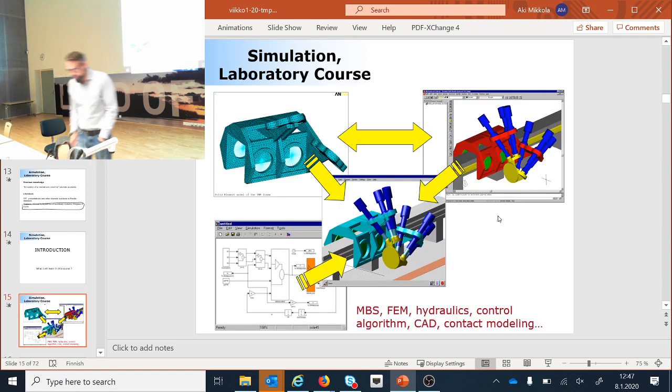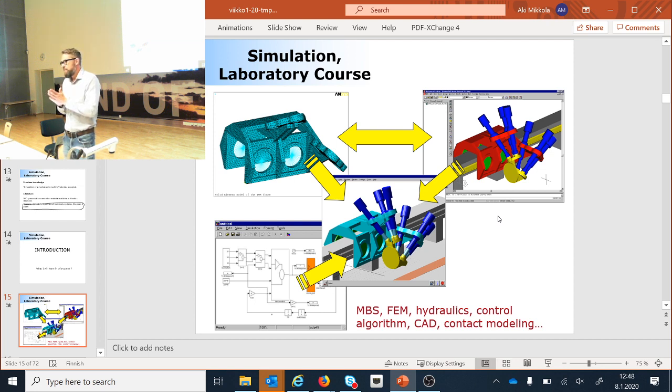All right, so introduction. Really what we're doing here in this course is combining things together. We're combining matters like, of course, three-dimensional drawings, that is CAD drawings, finite element modeling, control algorithms, hydraulics, multi-body dynamics, and so on and so forth, in one package. So we really would like you to take a look at something that is very much in fashion, and that is co-simulation. Co-simulation means that we have special tailor-made software for one particular discipline, and these software packages can be combined together. And that's what we're doing here as well.